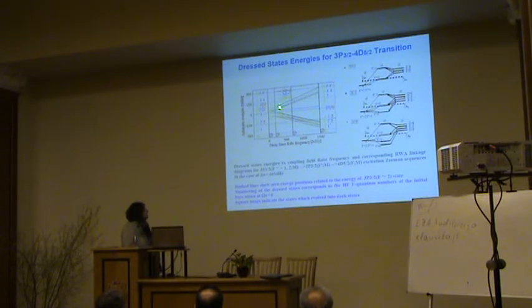Our colleagues from St. Petersburg calculated the energies of the dressed states versus the coupling field Rabi frequencies, and then they drew all the possible couplings between the ground, excited and final states, between all the F and M sublevels, and they have done this for each different Zeeman sublevel.